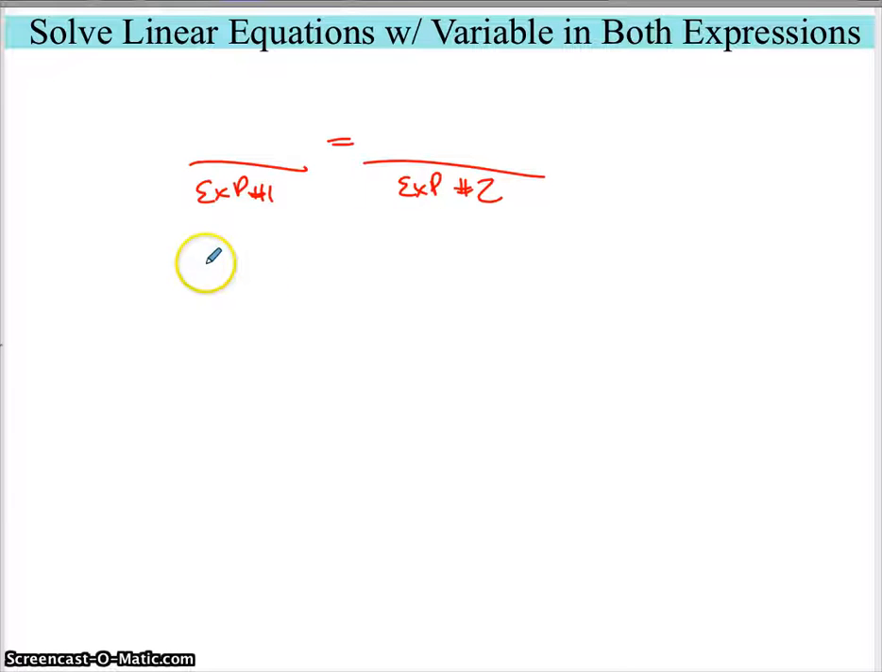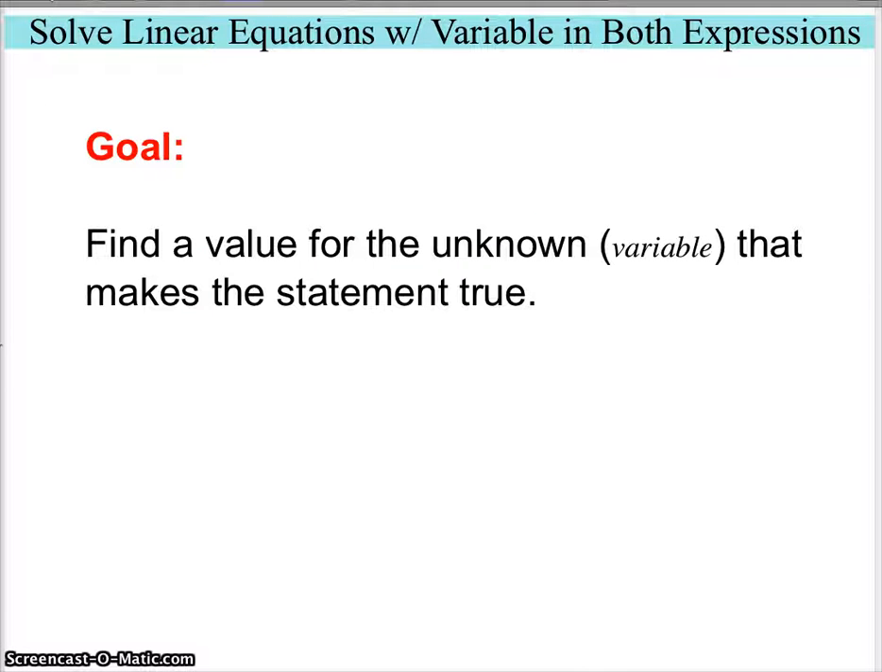So usually we would look at something like this: 3x plus 2 equals 13, where we could find the value, in this case a rational value, for the unknown. What's different now is that we'll start including variables on both sides, or in both expressions of the equation. So we're going to go through the process for how to solve when you've got that. Again, because we're solving, the goal is to find a value for the unknown, the variable, that will make the statement true, in this case, statements of equality.